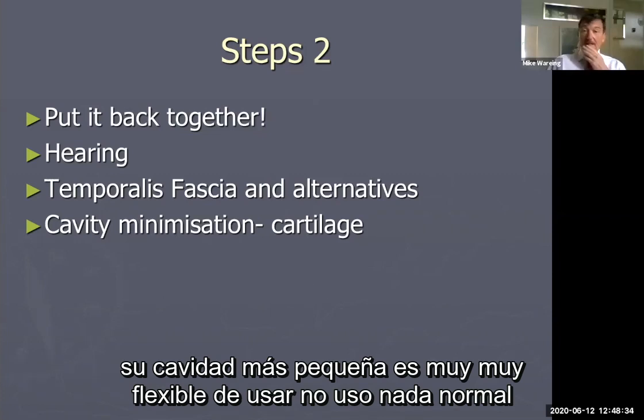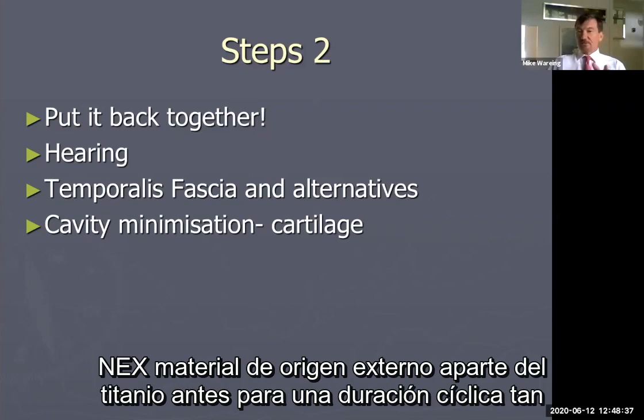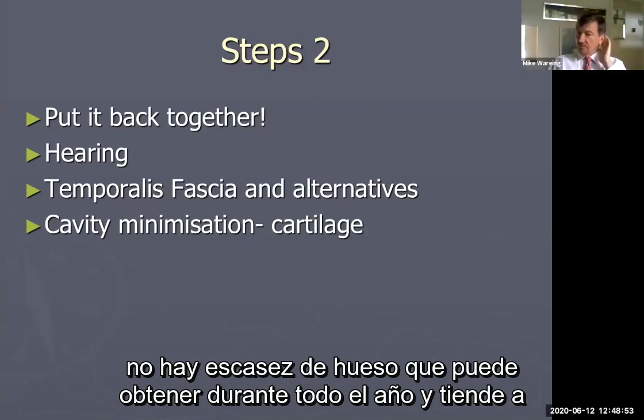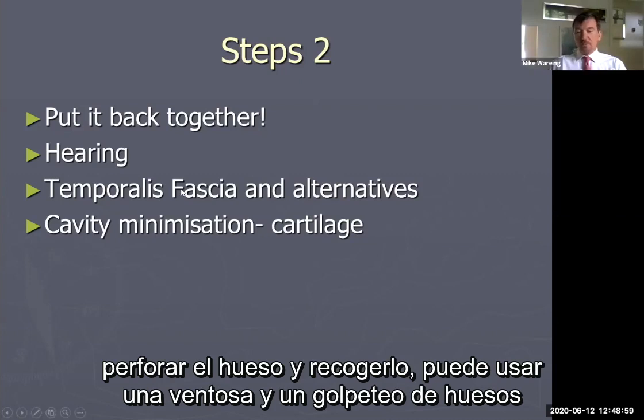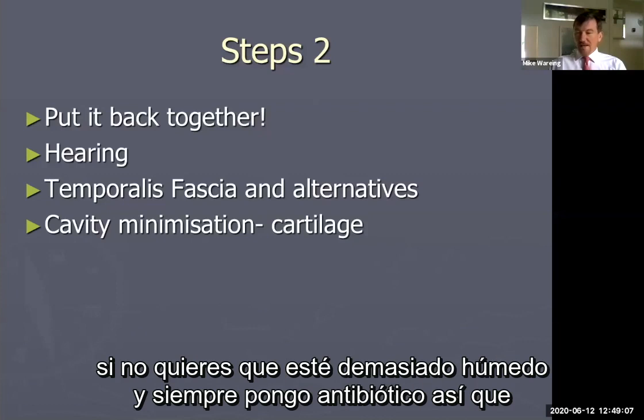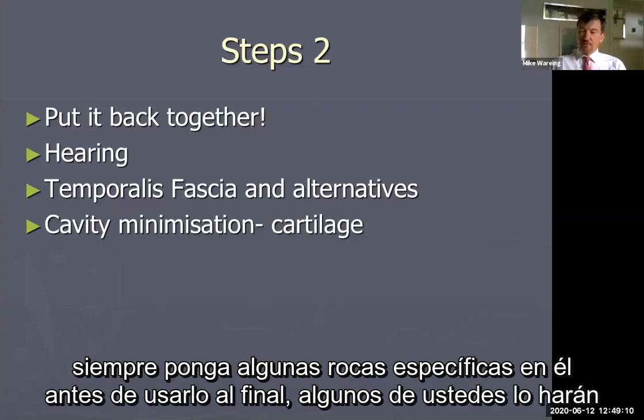I don't use any external sourced material apart from titanium for ossiculoplasty. So things like hydroxyapatite cement, some people do use. I mean, there's no shortage of bone that you can get from around the ear. And you tend to draw the bone out and collect it up. You can use a sucker and a bone pate collector, or you can just pick it up. You want to avoid getting any skin with it, and you don't want it to be too wet. And I would always put some antibiotics, some ciprofloxacin, in it before using it at the end.